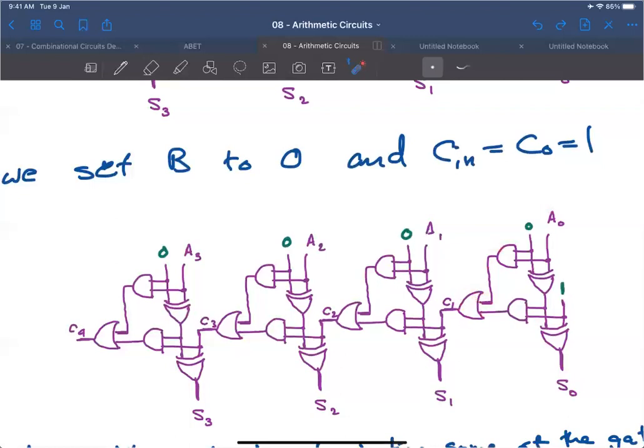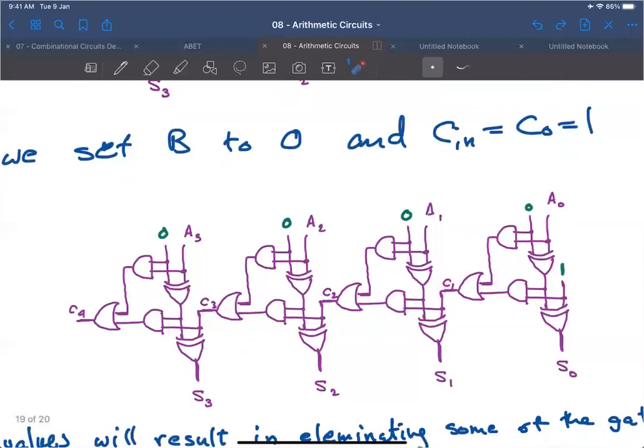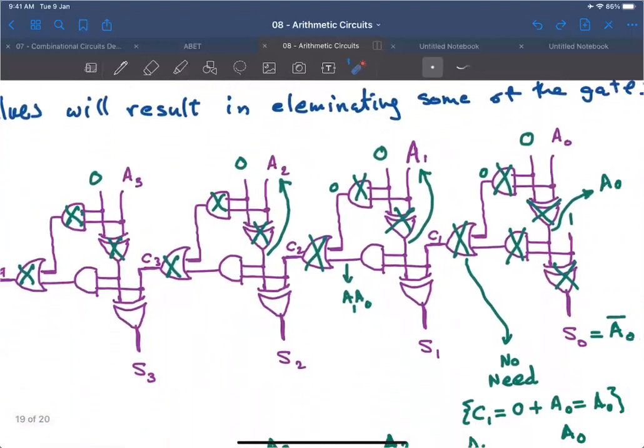What about the output here? A0. A0, so no need for this AND gate as well. Okay, so the whole thing here is an inverter. Okay, this is S0, and then you take A0 and feed it to C1 now. So at C1 we have A0. Okay, at C1 we have A0. So this is the annotation here.